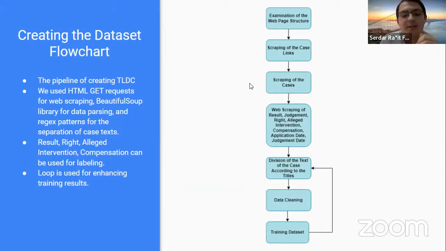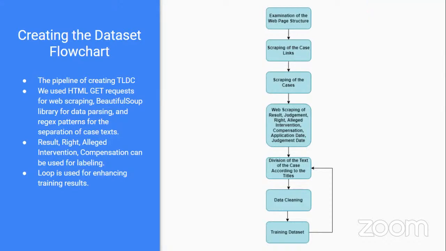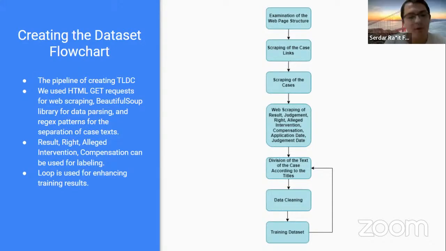There are 4 columns in our dataset for labeling. These are result, right alleged, intervention, compensation. These titles can be used for labeling. So step 4 is web scraping of result, judgment, right alleged, intervention, compensation, and also application date and judgment date. Application date and judgment date are useful for extracting the duration of cases and semantic results.